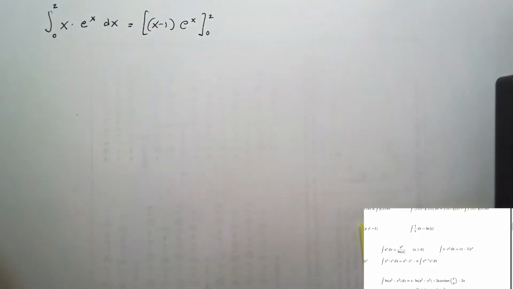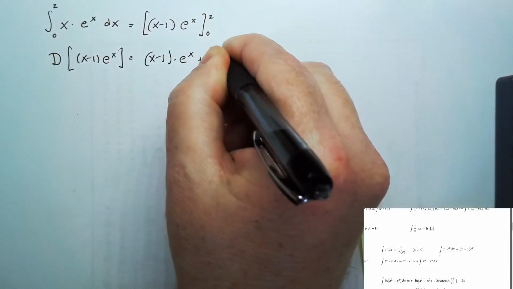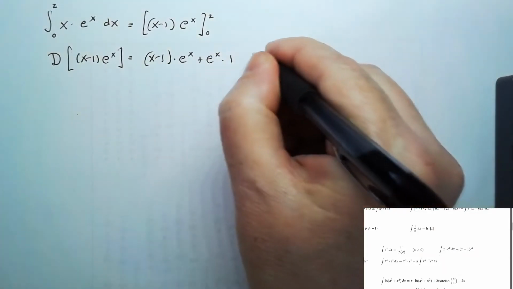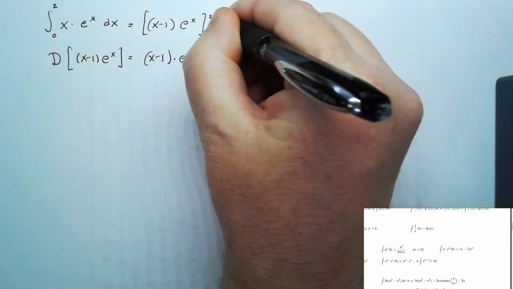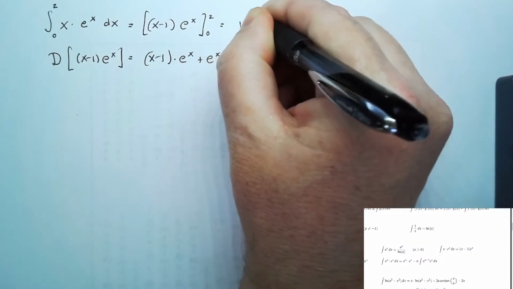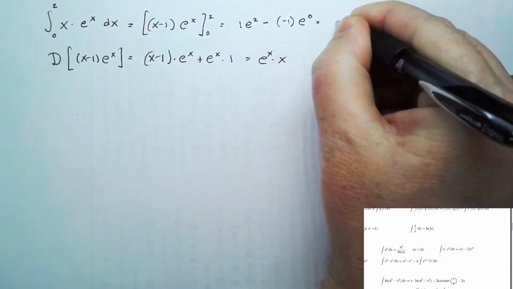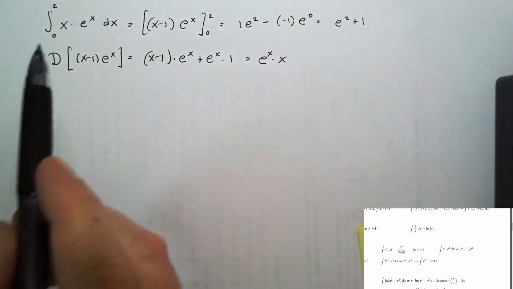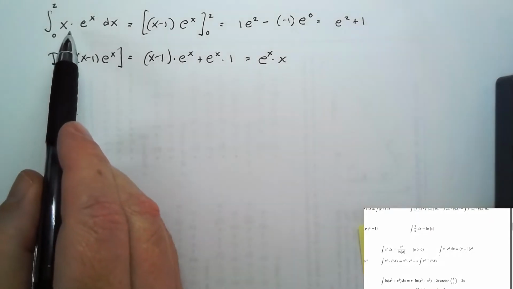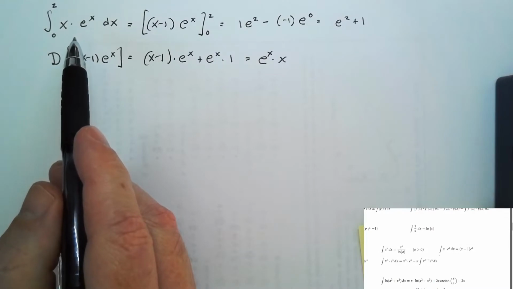If we don't believe this, we could check by differentiating. Here we use the product rule. And we verify that this formula is indeed correct. And now we can apply this to our definite integral. Later in the course, we'll learn a technique to develop the antiderivative of x times e to the x directly without consulting the table. But some indefinite integrals are more challenging.